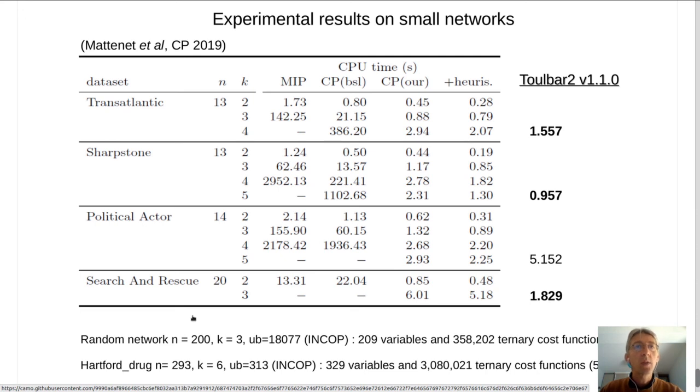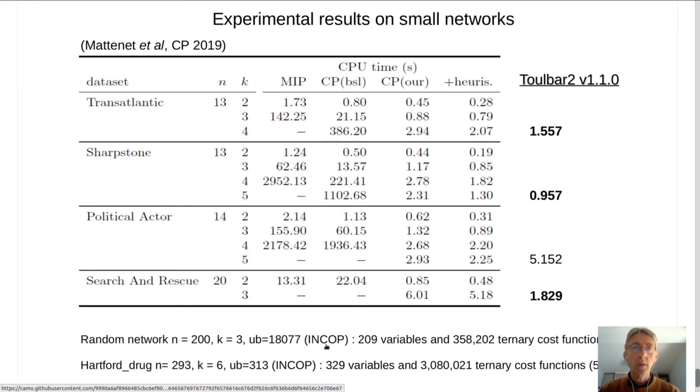On larger networks, it makes a huge number of ternary cost functions. So this is about the maximum size that our approach can perform, whereas the CP approach worked with larger networks.